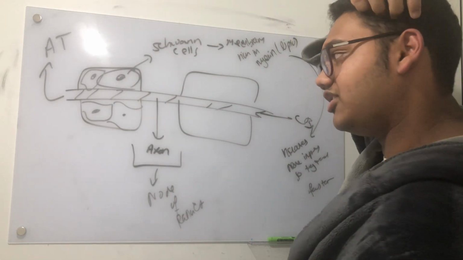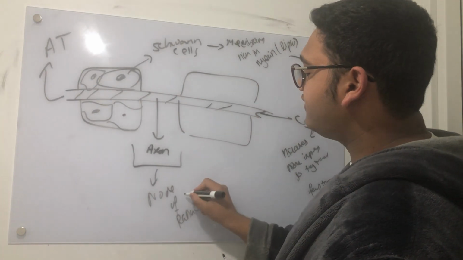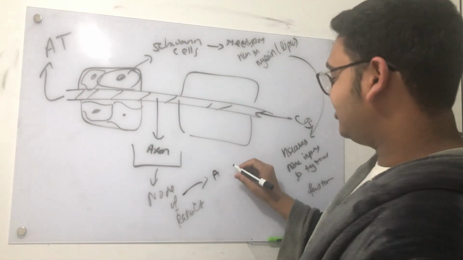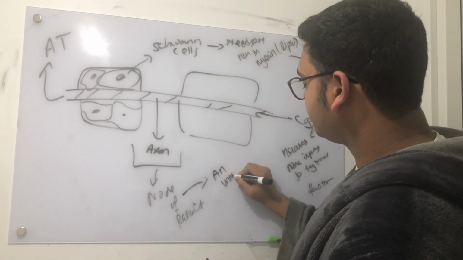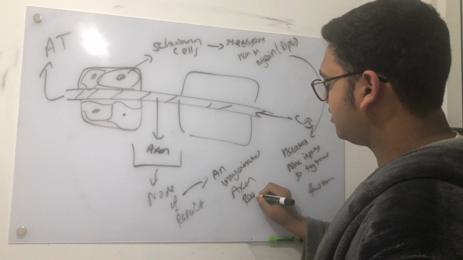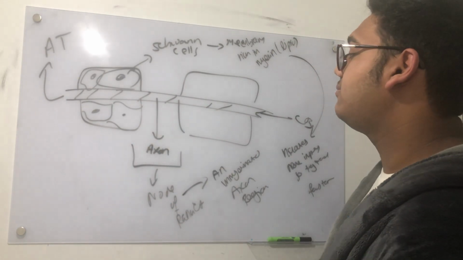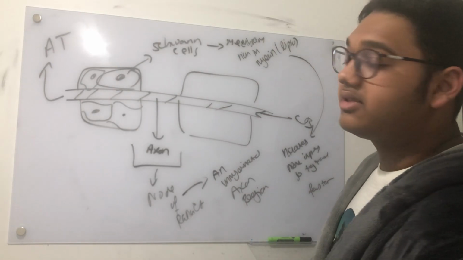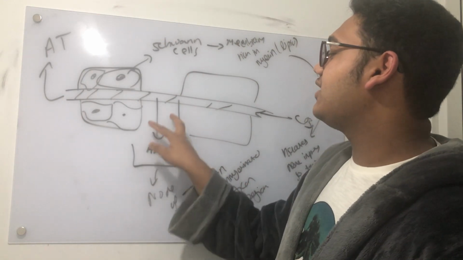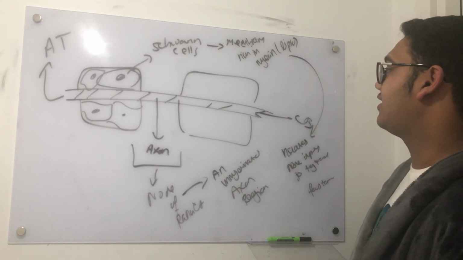It's 11 at night and I'm really tired. So these are your nodes of Ranvier, and we define the node of Ranvier as an unmyelinated axon region. And we're going to learn later in this topic that because this region is specifically unmyelinated, it can lead to something called saltatory conduction. I'm not going to delve into it too much, but all you need to know is that the node of Ranvier is basically an unmyelinated region of the axon itself.